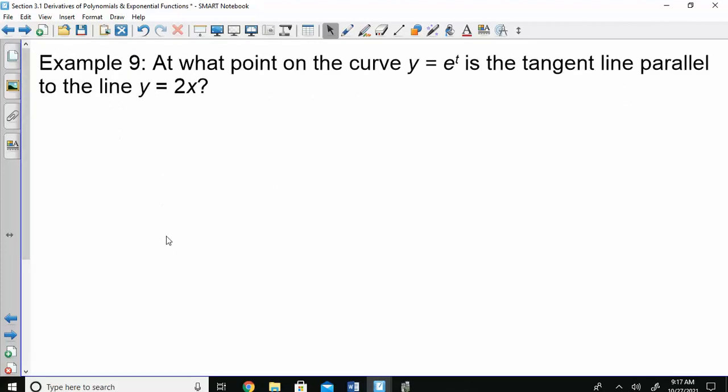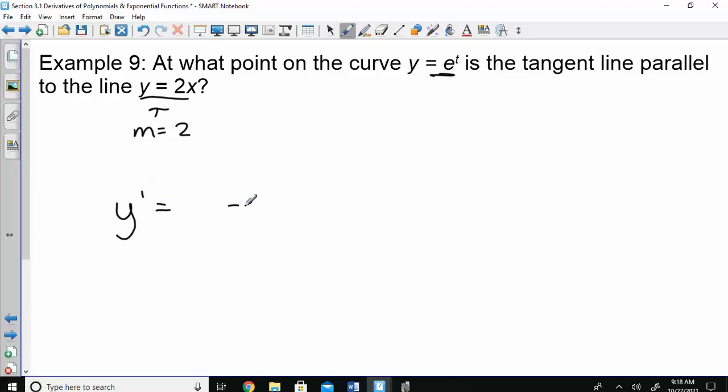Okay, a couple more. At what point on the curve y equals e to the t power is the tangent line parallel to the line y equals 2x? What does parallel mean? Same slope. What's the slope of this line? 2. So I'm asking when the derivative will equal 2.